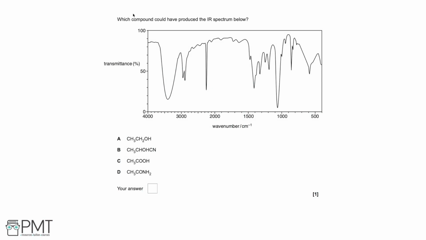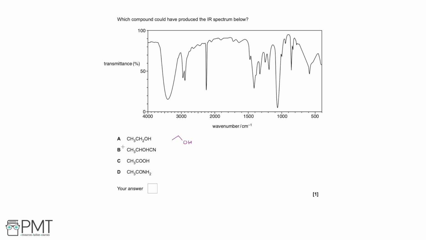In this question, we're asked which compound could have produced the IR spectrum below. So we've been given these four organic compounds, and let's start off by drawing them just to make sure that we can identify what functional groups they have. So this first one is ethanol.